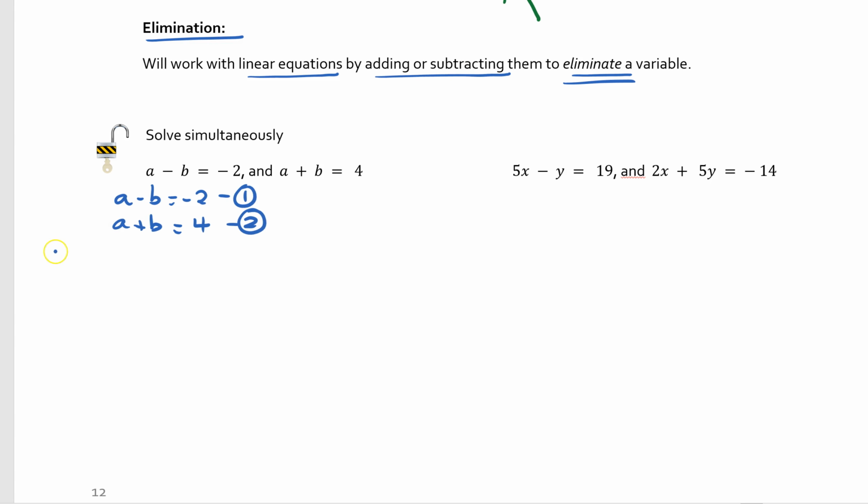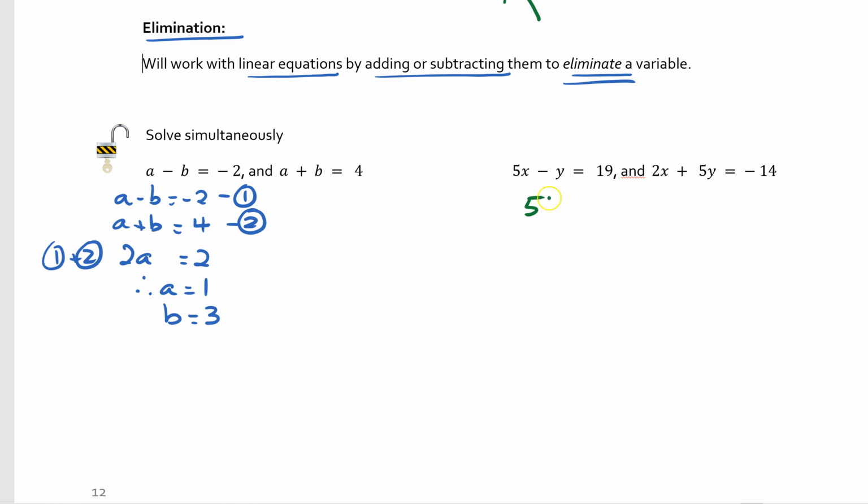So if I do that, 1 plus 2, then a plus a, minus b plus b means b is eliminated. -2 plus 4 gives me 2. Therefore, as we found up above, a equals 1. And if I plug that 1 back into either equation 1 or 2, I'm going to find that b equals 3.